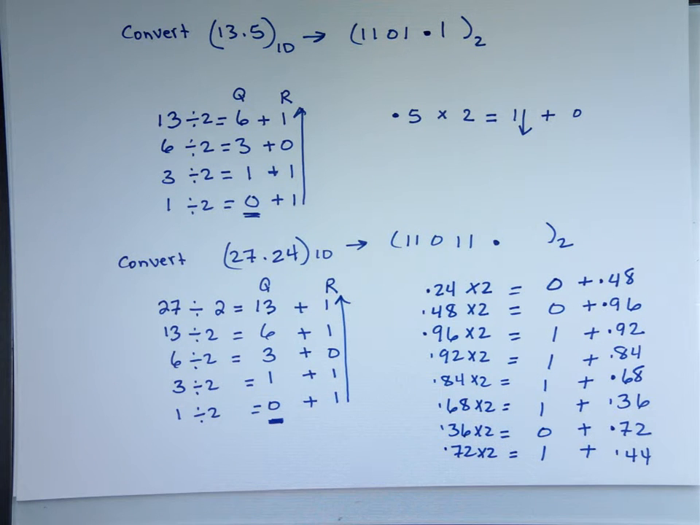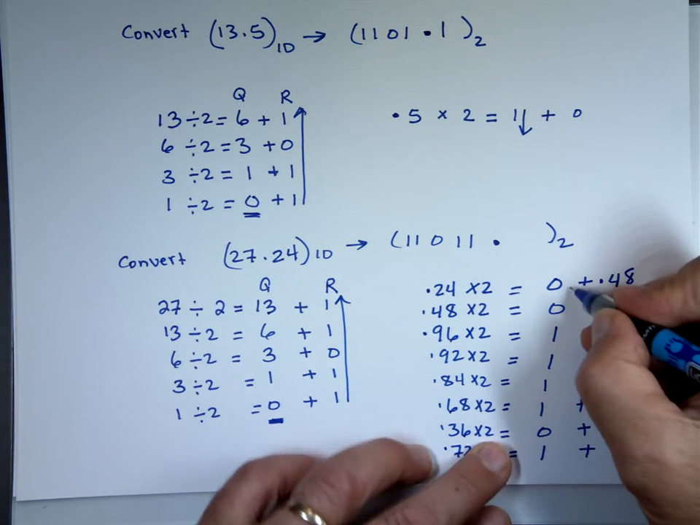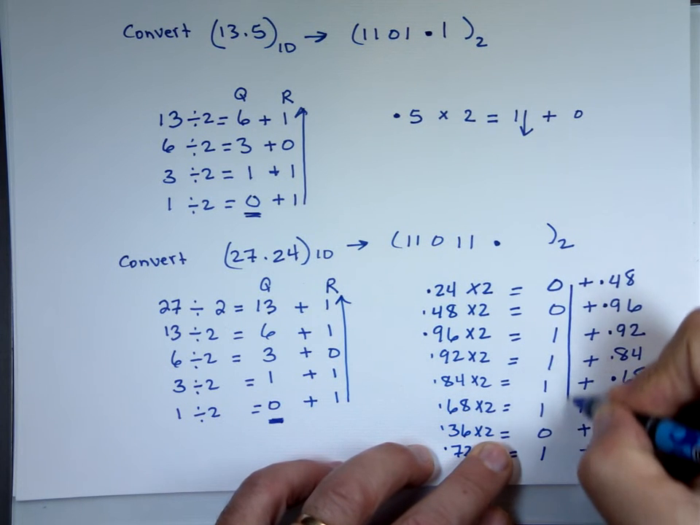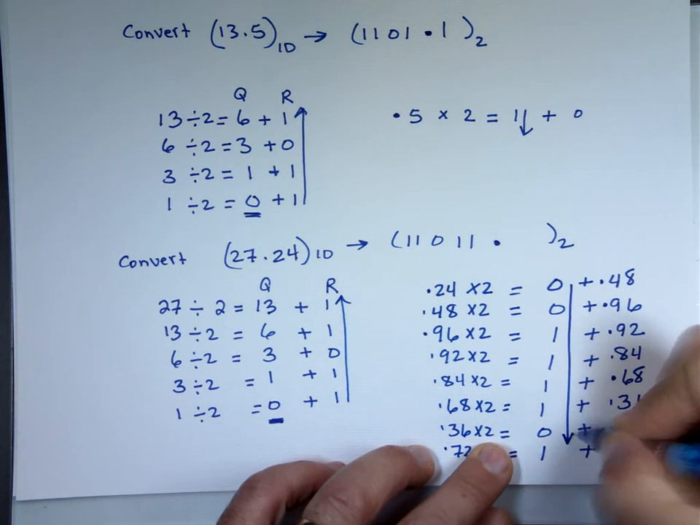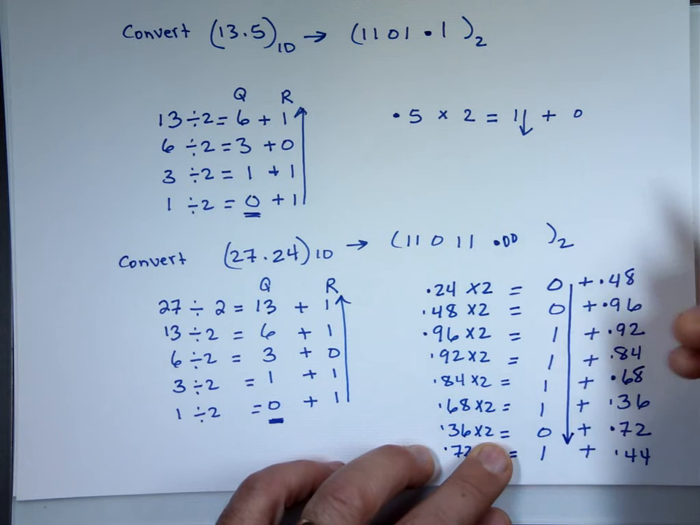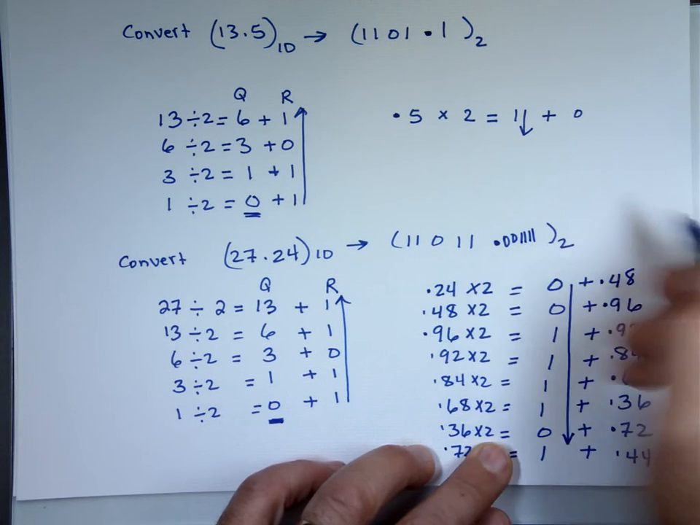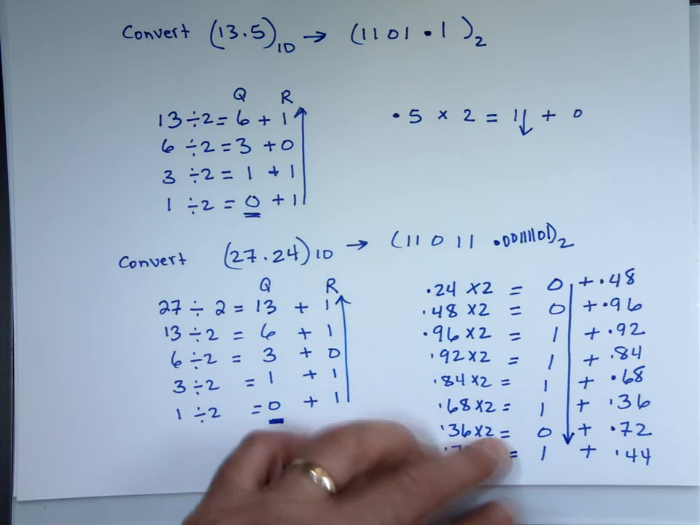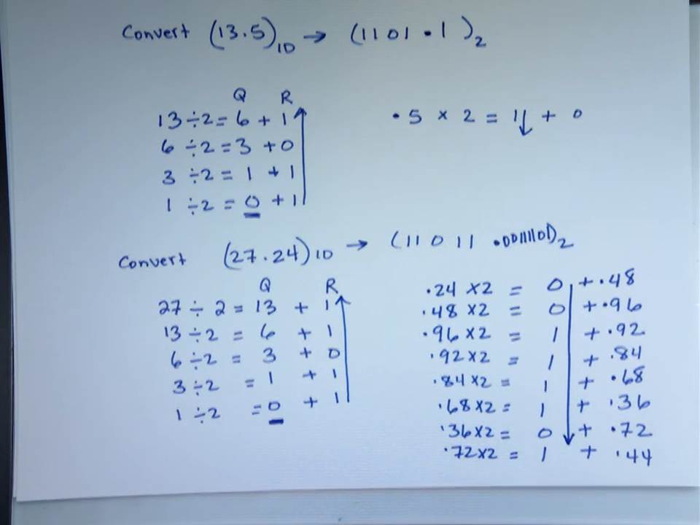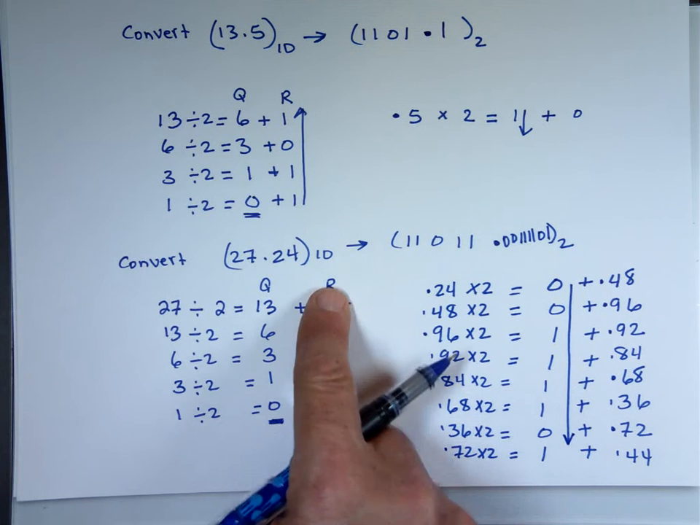So here, I write these actually top to bottom because this might never end. So 0, 0, 1, 1, 1, 1, 0, 1. That's the decimal portion of it. So these you read this way, or you write them this way, and this you write down.